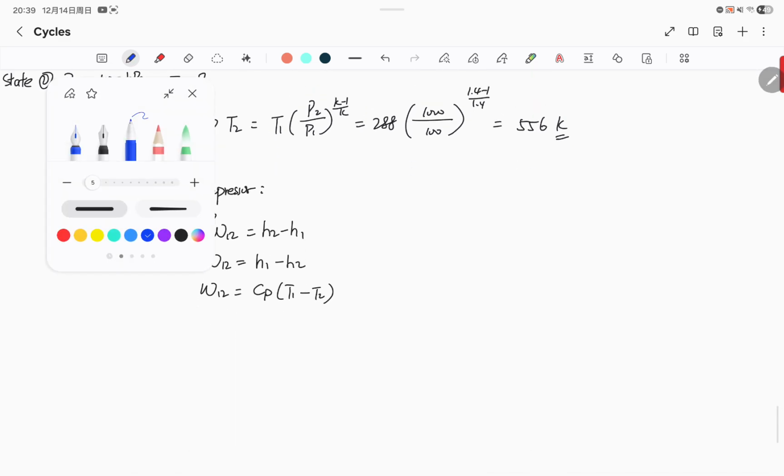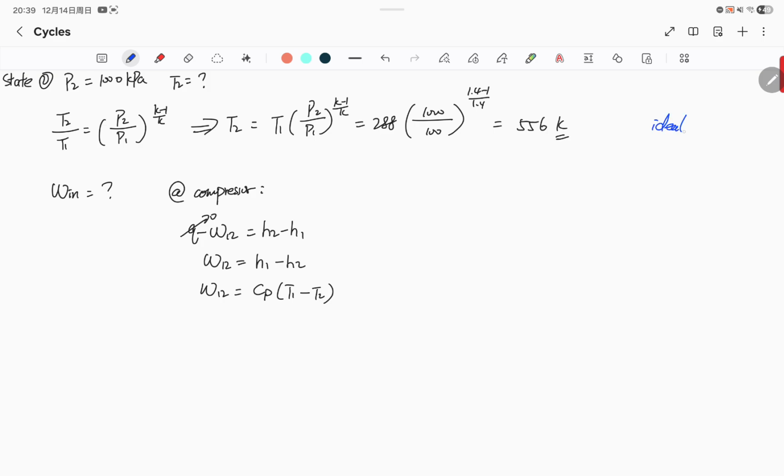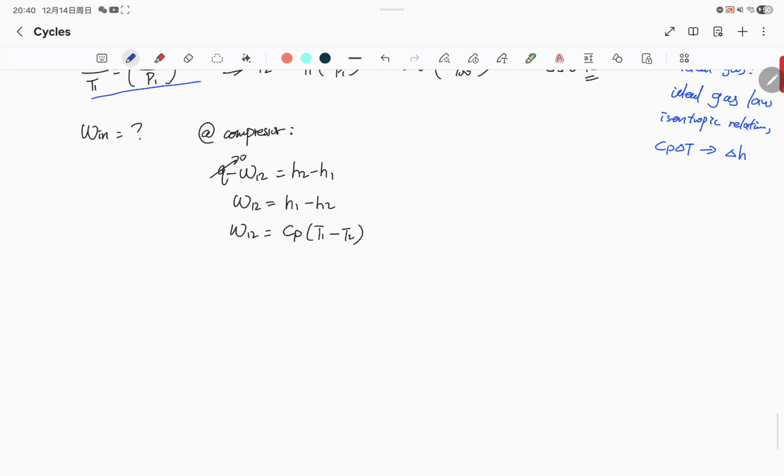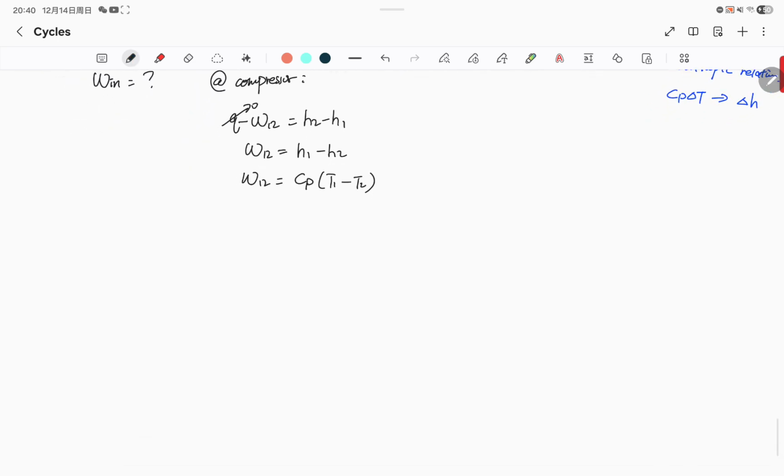Since we have ideal gas, we can use the ideal gas law. We can use the isentropic relations. That's this formula. This is one of the relations. We can also use Cp delta T to replace delta H. Okay, let's continue.